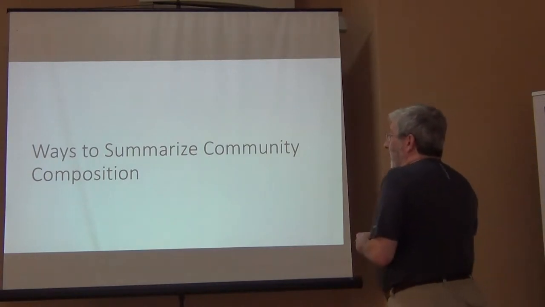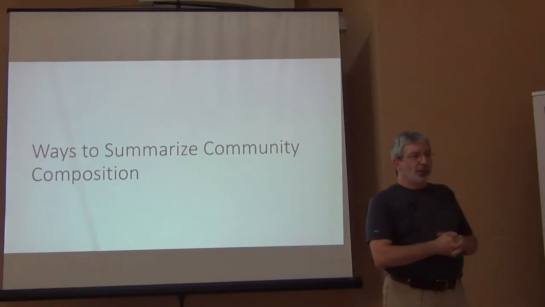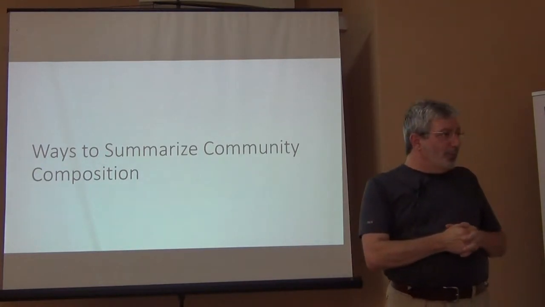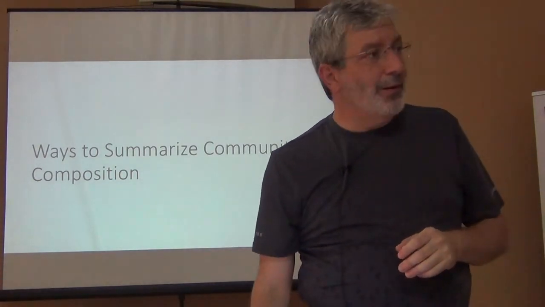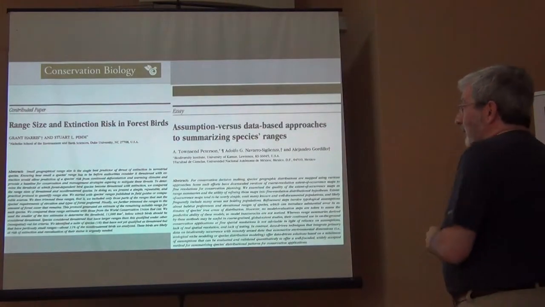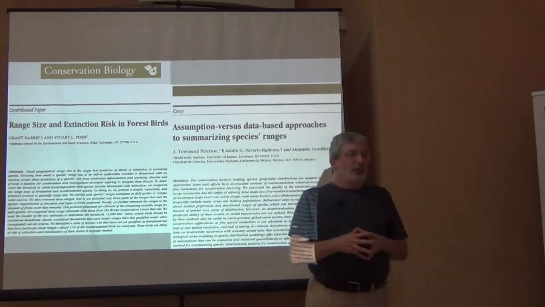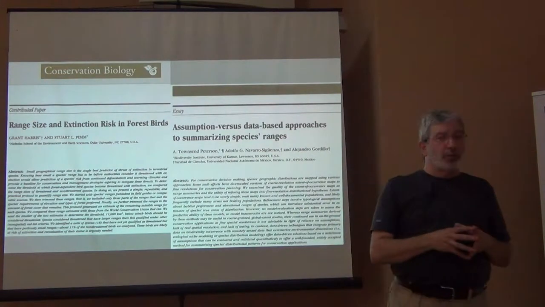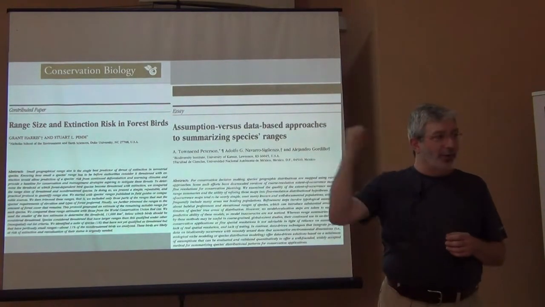Okay, so how do we summarize community composition? I just showed you some relatively detailed analyses of data, but there are other ways. Probably most of you have heard about the IUCN range polygons for vertebrates. Everybody know what those are? Okay, I call them maps drawn by experts with crayons. You know, crayons for your kids to draw with.